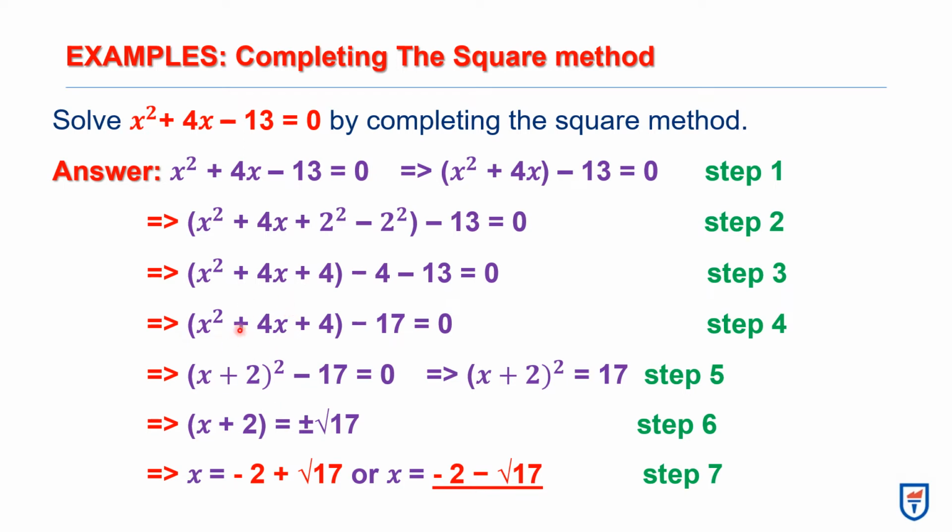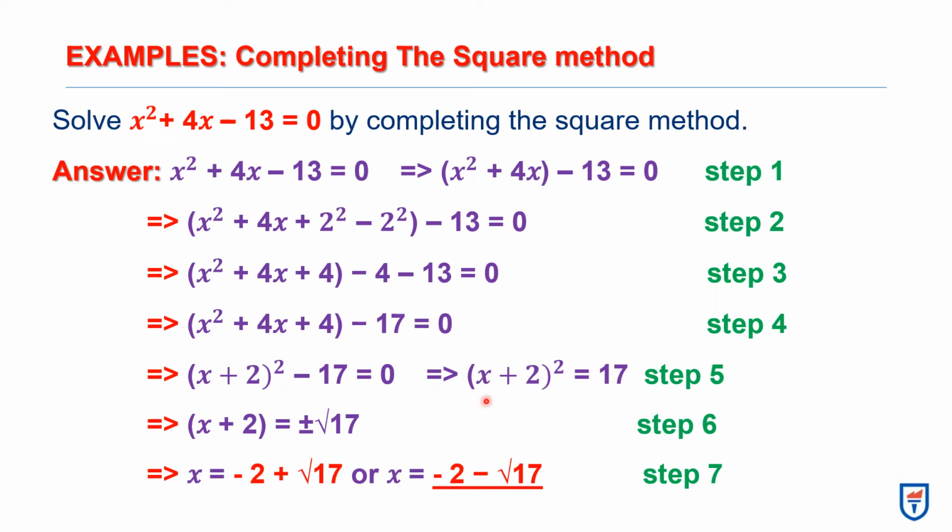Once you get the perfect square, replace this one with the perfect square to the power 2, then we say minus 17 is equal to 0. Now we make the perfect square the subject of the formula. We take minus 17 to the other side, and when you take minus 17 to the other side, it's going to be a positive. So we end up having x plus 2 to the power 2 is equal to 17.